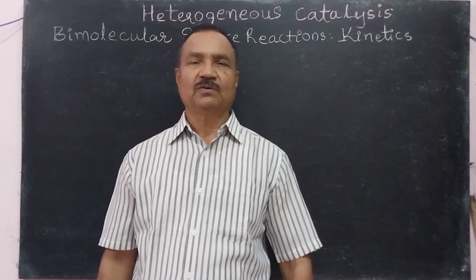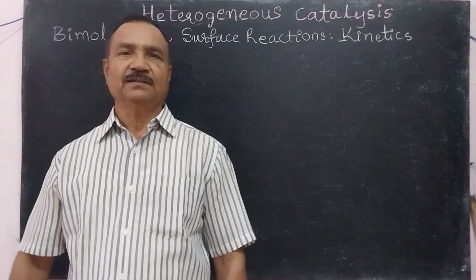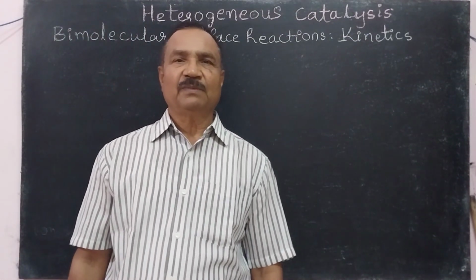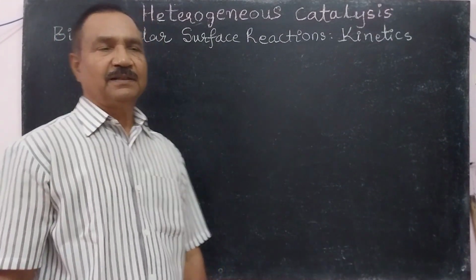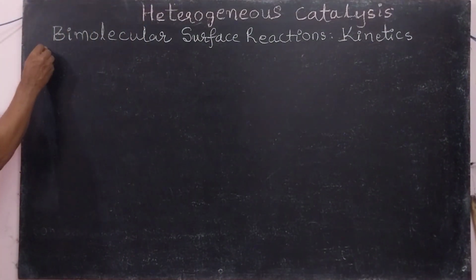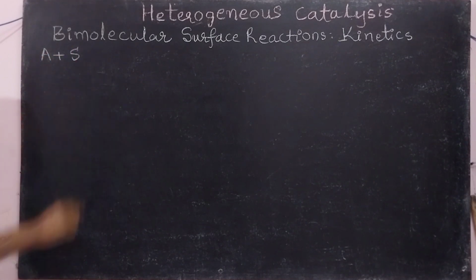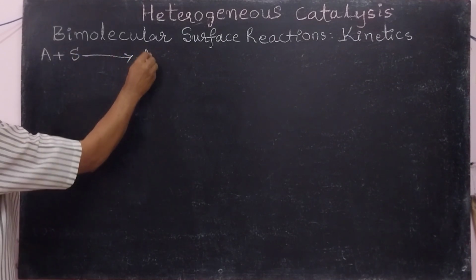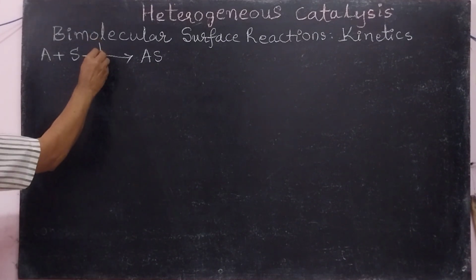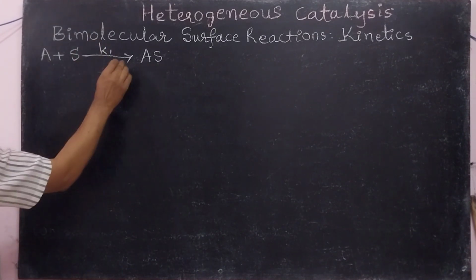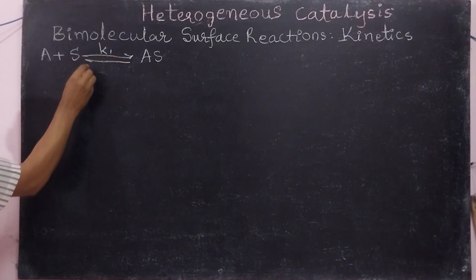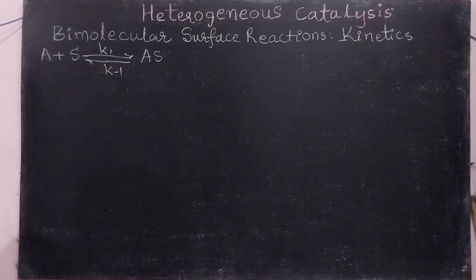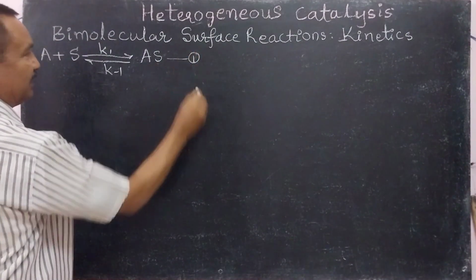In this video, you are going to study heterogeneous catalysis, in that, the bimolecular surface reactions. Bimolecular means there are two reactants in this reaction. Suppose A is a reactant and S is the surface or the catalyst, and it forms one intermediate complex, that is AS, with rate constant K1, and AS dissociates to give back the reactant, and the surface is freed, with rate constant K minus 1. Let us number this equation as 1.